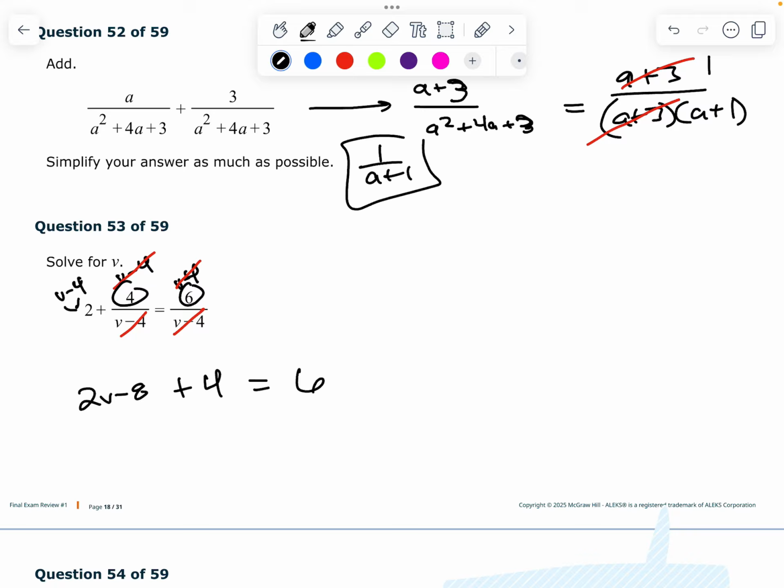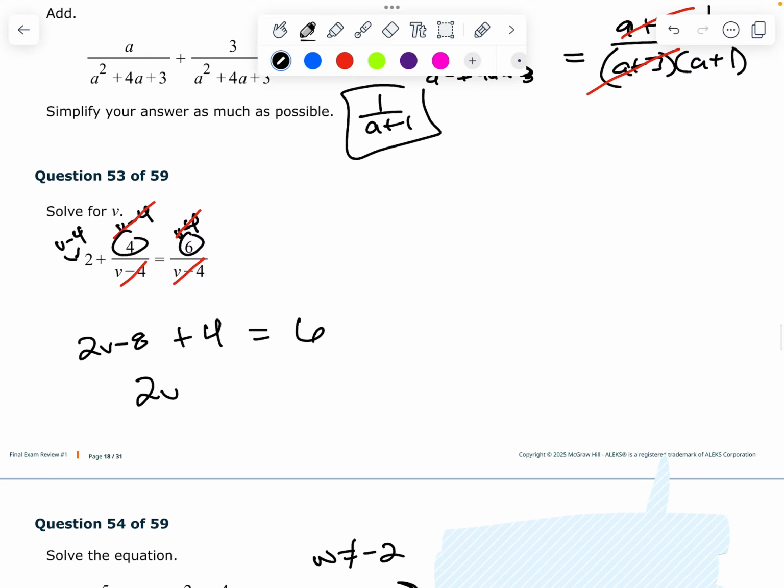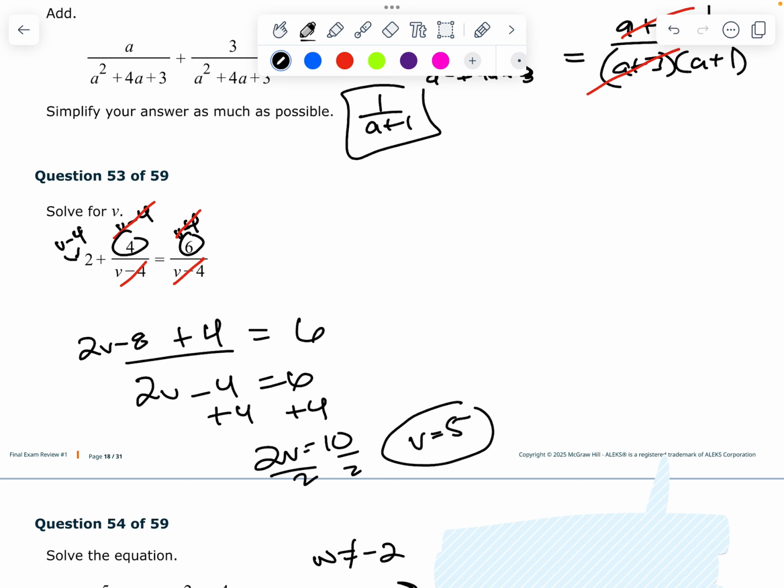All right, now we have a regular equation that we can solve. 2v, those two combine to make negative 4. Add the 4. 2v equals 10. Divide by the 2. v equals 5. With any rational equation, with any equation that starts with fractions, you need to make sure that you don't make the bottom 0 at the end. 5 minus 4 makes 1. It does not make the bottom 0. So that is our answer. If it makes the bottom 0, you have to toss it out and you would have no solution.